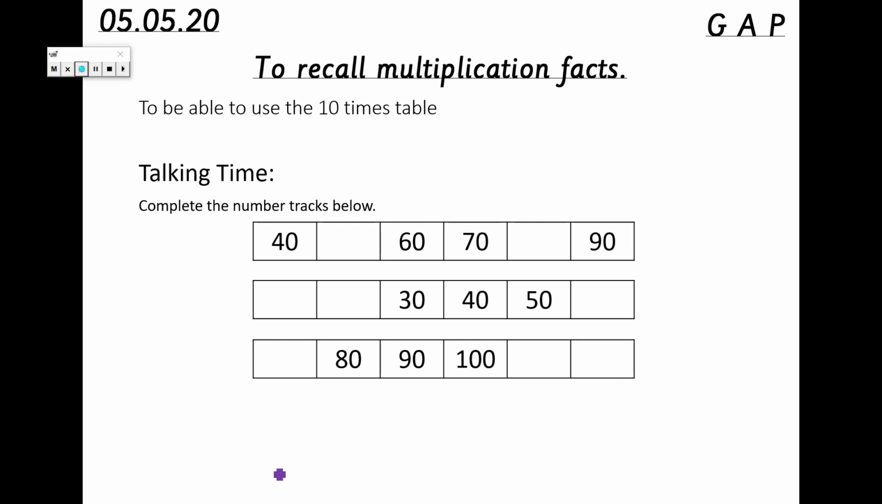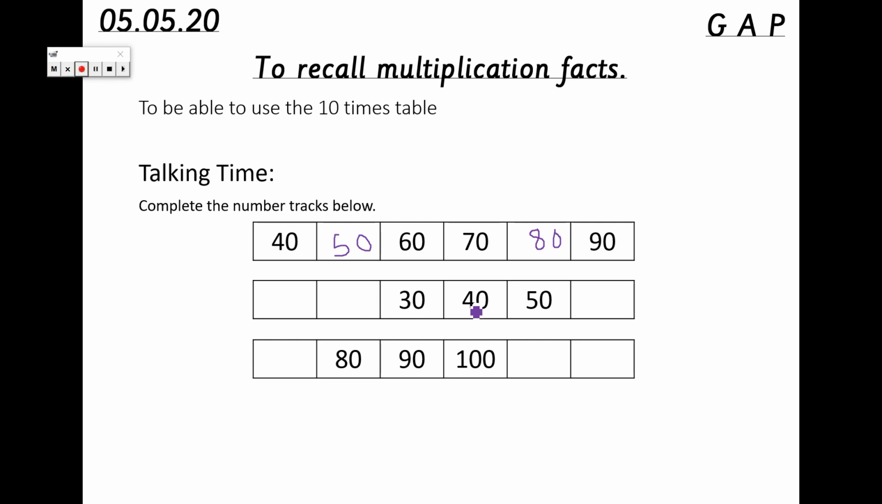So we're going to start with the top one. So we've got the number 40 and then the number 60. And we're going up in steps of 10. So which number is going to come in between 40 and 60? The answer is 50. Well done, everybody. And again, what number is going to come between 70 and 90? And the answer is 80. Well done. Okay, now we'll miss these two out for a second and come back to them.